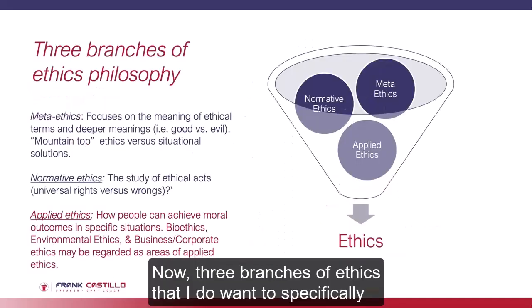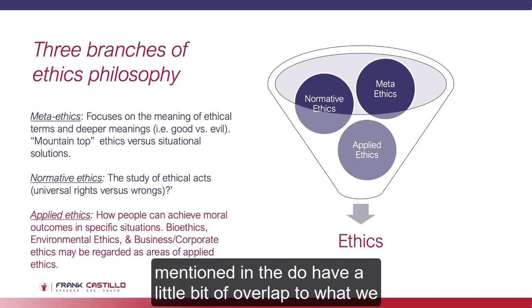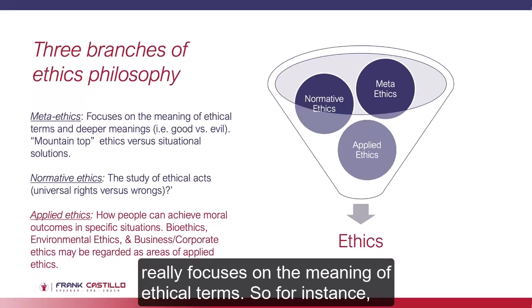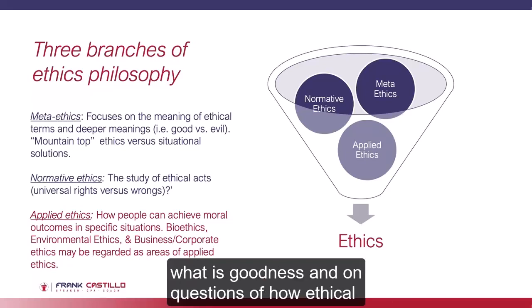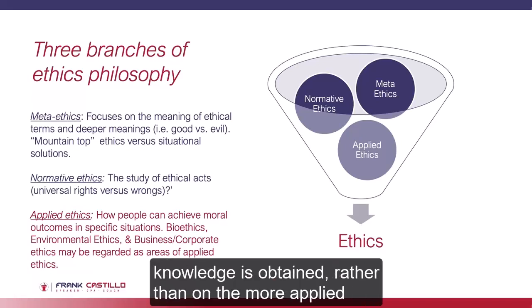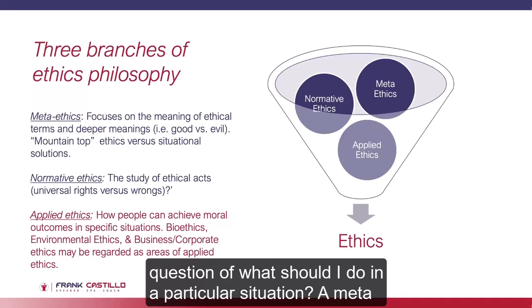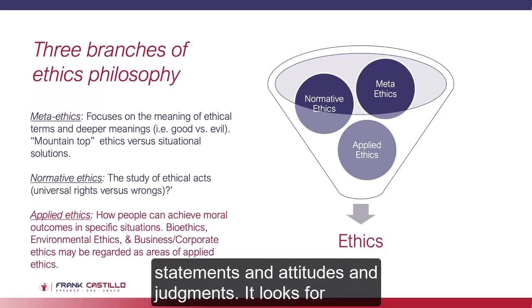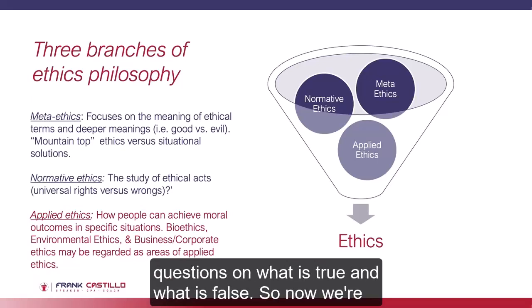Now, three branches of ethics that I do want to specifically mention, and they do have a little bit of overlap to what we want to focus on, which is applied ethics. Meta-ethics really focuses on the meaning of ethical terms, so, for instance, what is goodness, and on questions of how ethical knowledge is obtained, rather than on the more applied question of what should I do in a particular situation. Now, meta-ethics is concerned with the nature of ethical properties and statements and attitudes and judgments, and it looks for questions on what is true and what is false.